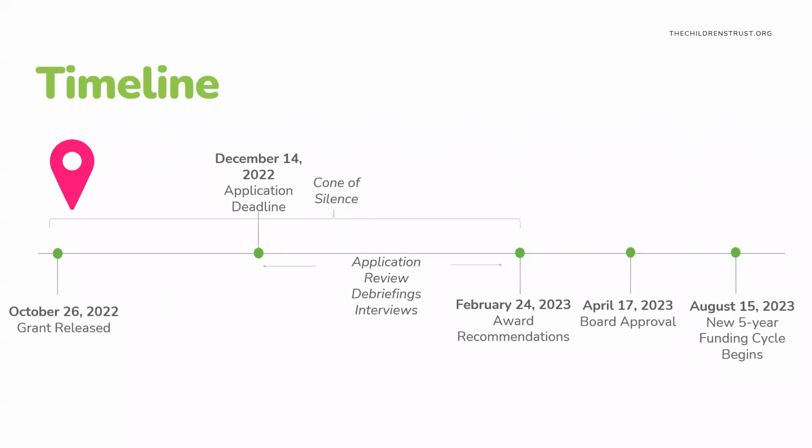After December 14th and between February 24th, that's when we get to work on our side with our volunteer reviewers and our staff reviewers to really review all the applications with at least 3 reviewers and come to funding recommendations that then go to the board. We'll be going to the board in April for their approval.